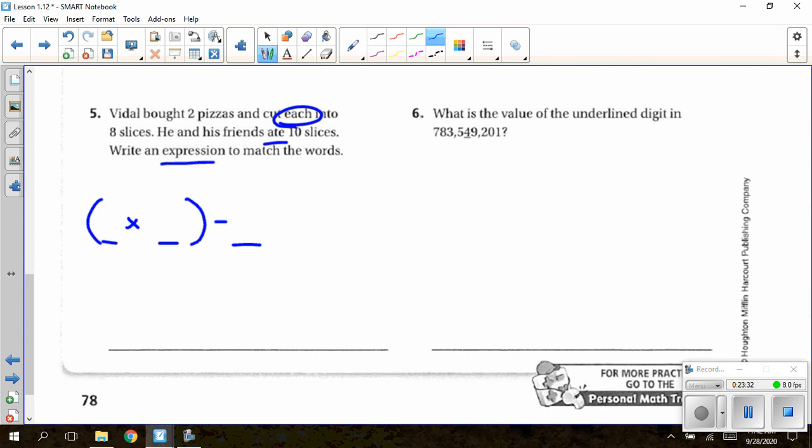And finally, number 6, what is the value of the underlined digit? So this is back from lesson 1.2. Remember, you are writing that underlined digit, and then you are going to just replace everything behind it with zeros. If you have any questions or comments or concerns, please let one of us know, and we will address it as quickly as possible. Thanks.